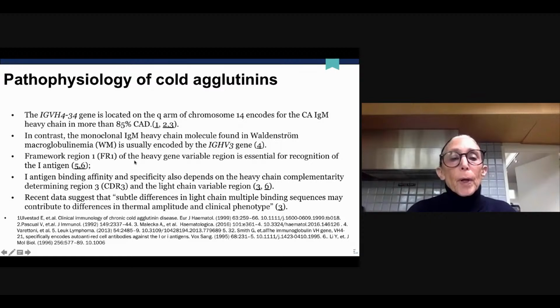There's also this framework 1 region of the heavy chain that's essential for recognition of the big I antigen. And the binding and specificity are really determined by this complementary determining region, the CDR3, and some changes in the light chain variable region. There are subtle differences in the light chain binding, and that may account for some of the thermal amplitude disparities that we see in the clinical phenotypes.